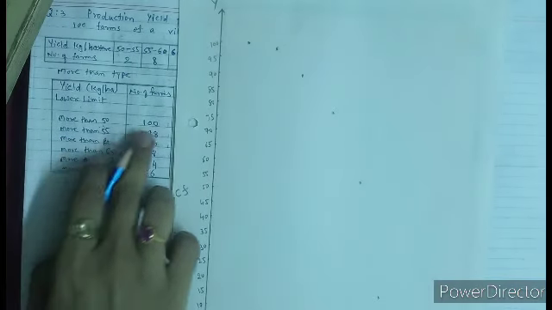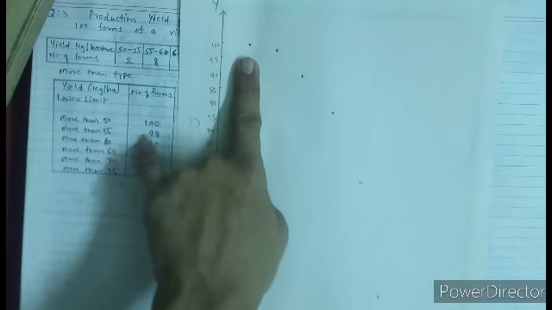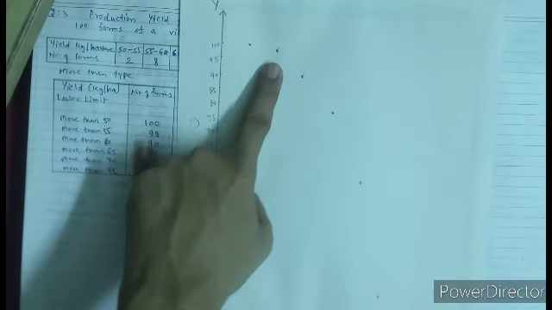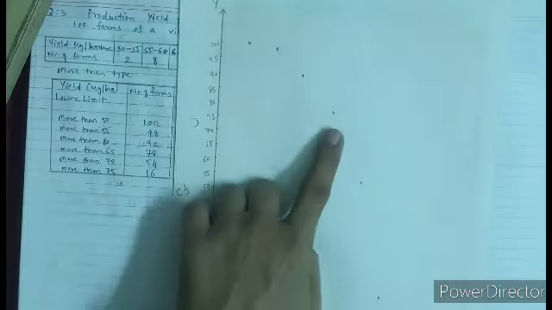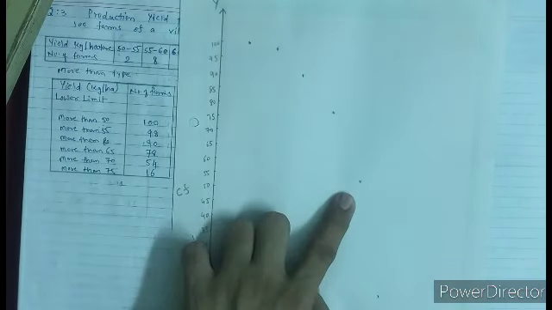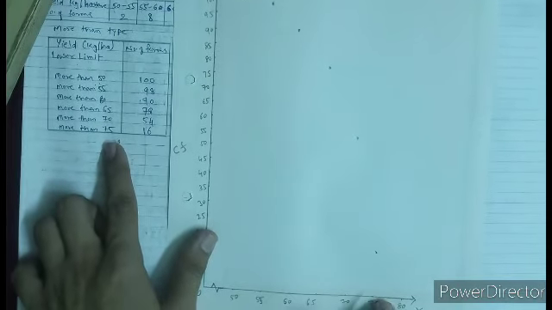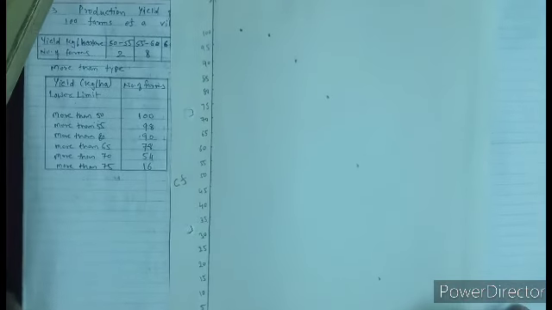So here we have obtained the points. More than 50, it is 100. So that point is here. Then more than 55, it is 98. Then more than 60, it is 90. Then more than 65, it is 78. Then more than 70, it is 54. And finally for more than 75, we are getting 16. So these are the points which we have obtained on the page.